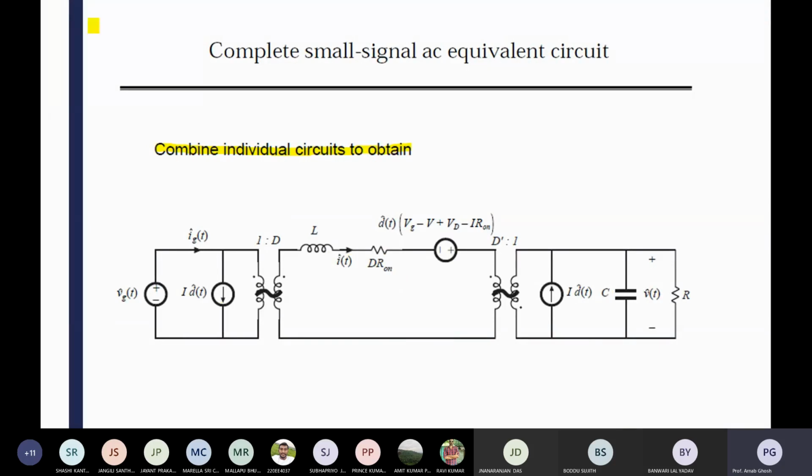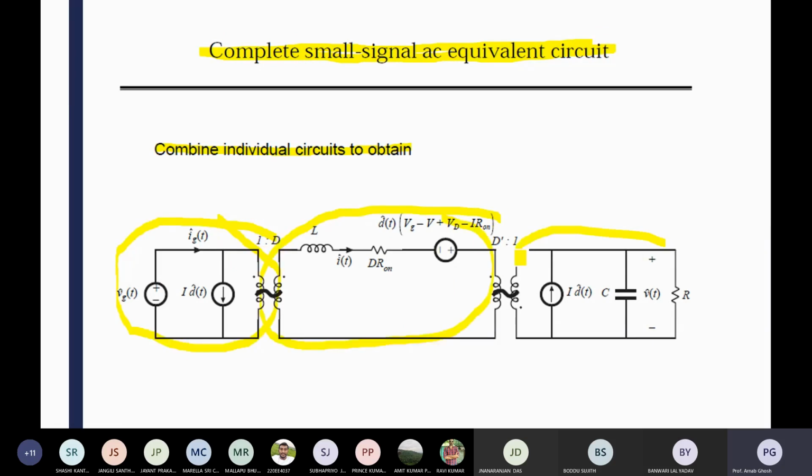Okay, so you can see that complete small signal AC equivalent circuit. From that figure you can understand this portion is related to your input current portion, then the inductor voltage portion, and finally you will get the capacitor current portion expression. This is KVL, KCL, and then the KCL.